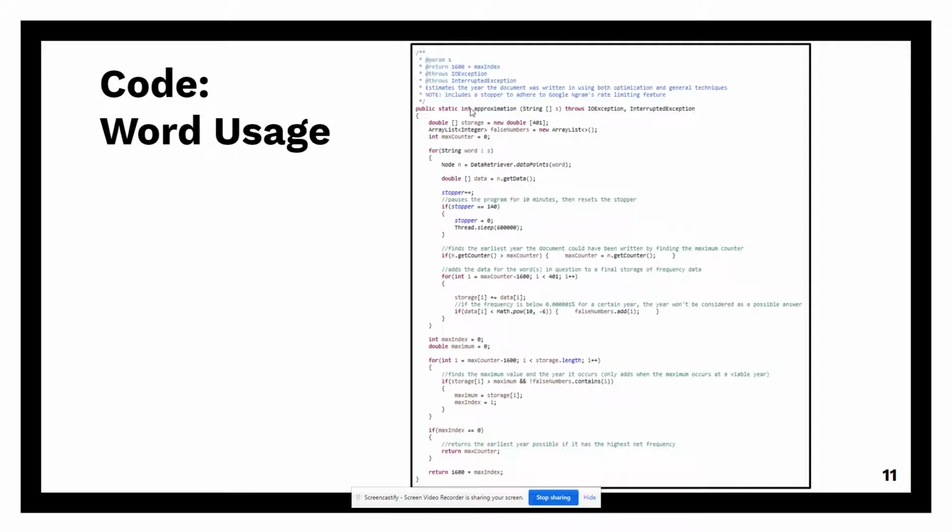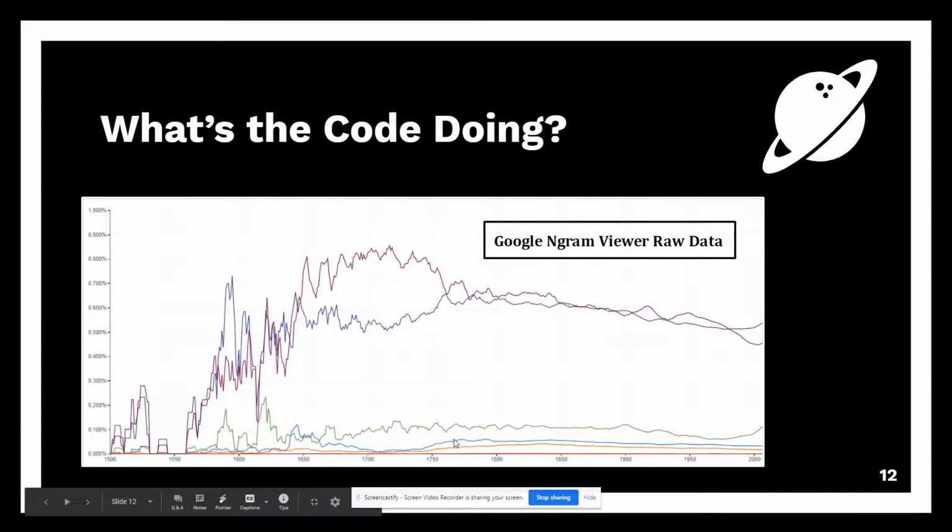Here's my second part, the data accumulator. So I accumulate all the years, and here's my second optimization. If the frequency is below a certain percent for a certain year, it won't be considered as a possible answer. I would then find the maximum year where the frequencies are at the highest, and then I would return that year. So what exactly is my code doing?